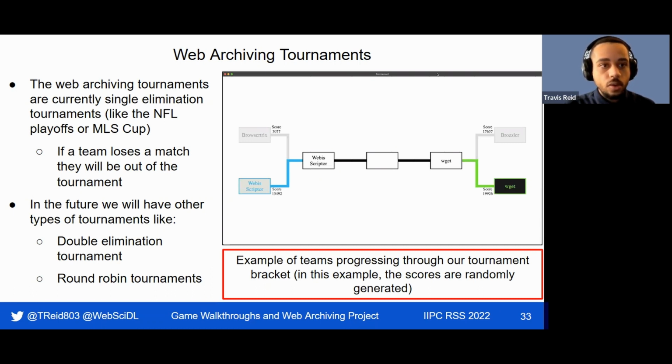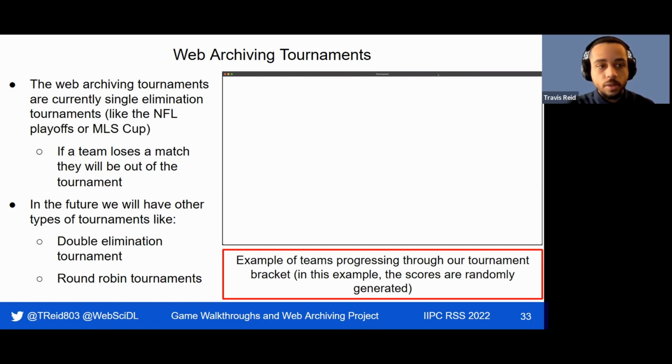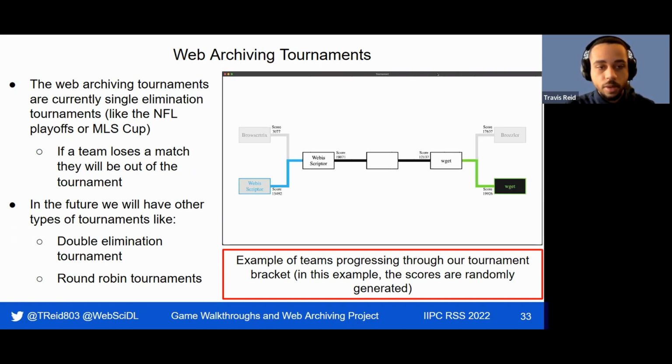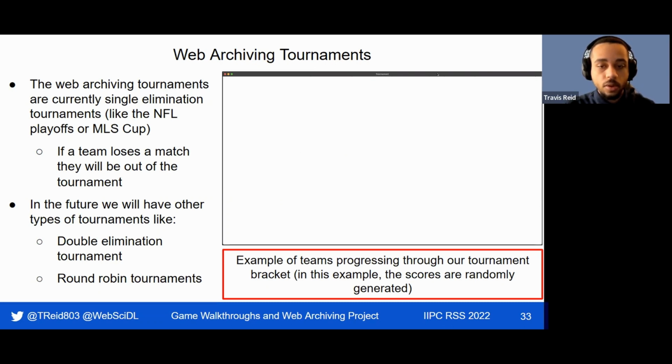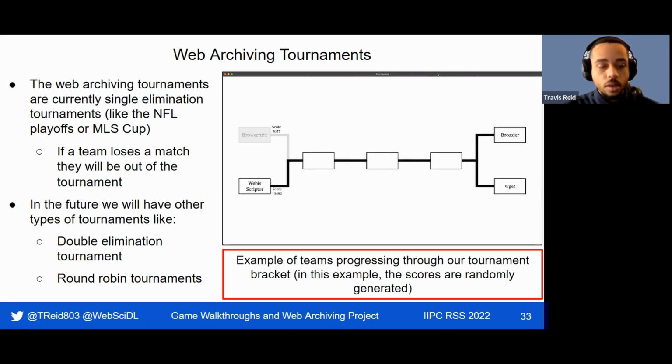The web archiving tournaments are currently single elimination tournaments, like the NFL playoffs or the MLS Cup, where if a team loses a match, they'll be out of the tournament and can no longer compete. In the future, we will have other types of tournaments, like double elimination tournaments where a team could lose more than once, and round robin tournaments where teams have an equal number of times they could play other teams.